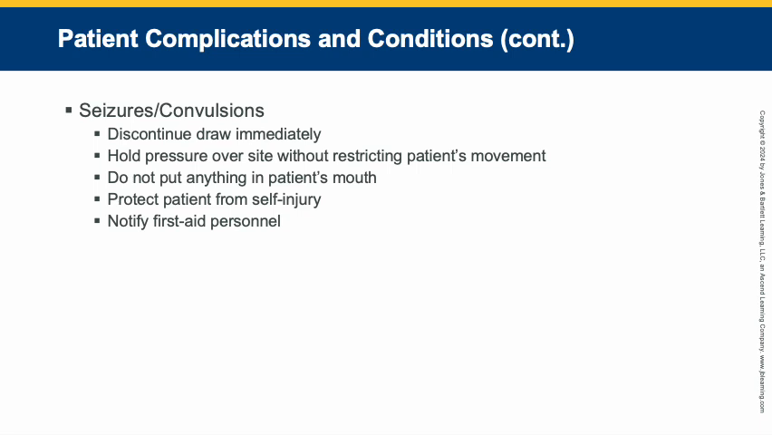Loosen it if they have a tie, collar button, or anything else restrictive that could make their breathing difficult. Try to protect the patient from self-injury without completely restricting movement of the extremities. Time the seizure and notify the appropriate first aid personnel. Do not attempt to put anything into the patient's mouth to hold the tongue down. Contrary to popular belief, a person having a seizure cannot swallow their tongue.